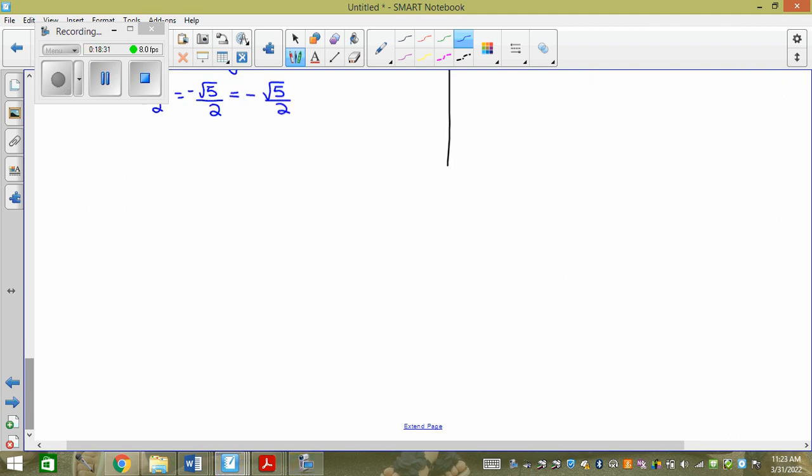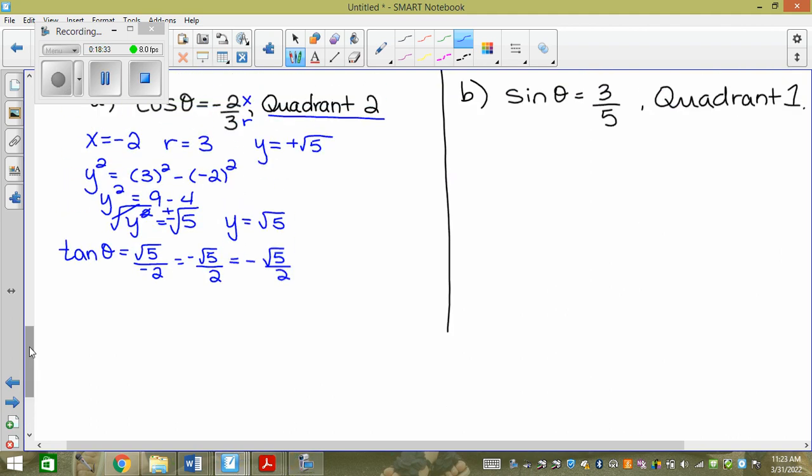And then we have sine. Sine is y over r. Y is root 5, r is 3. Do I have to rationalize anything? Nope, because the radical's in the numerator.